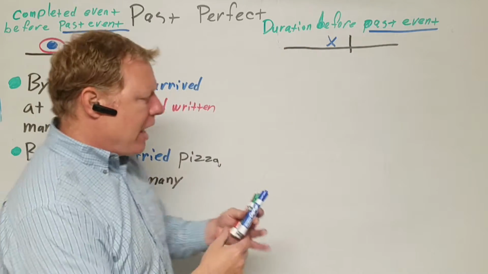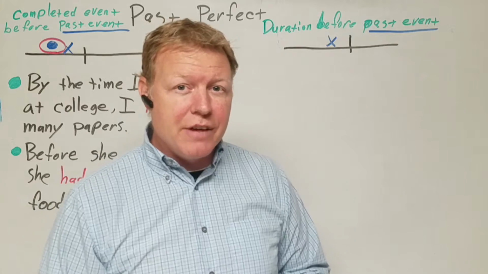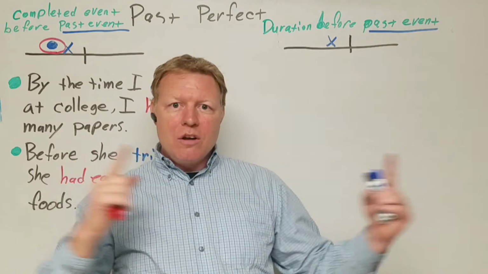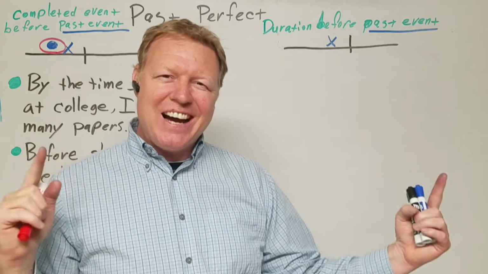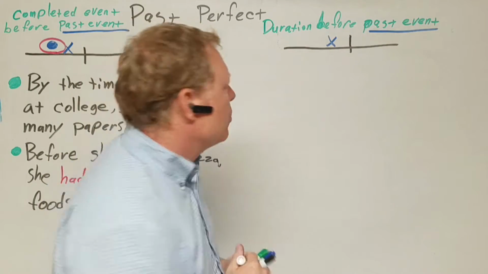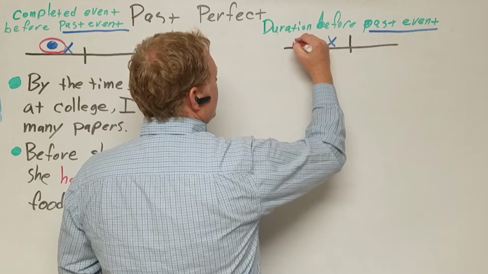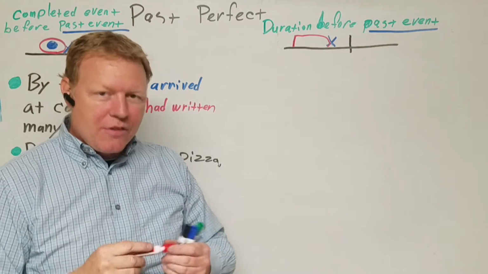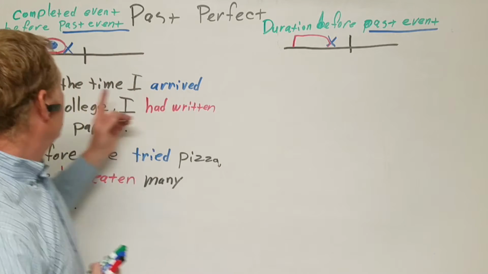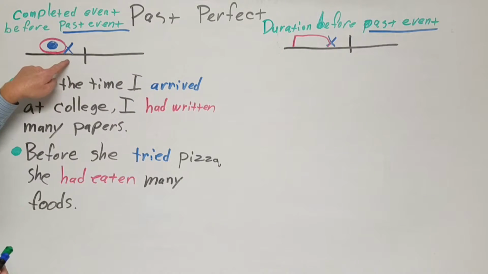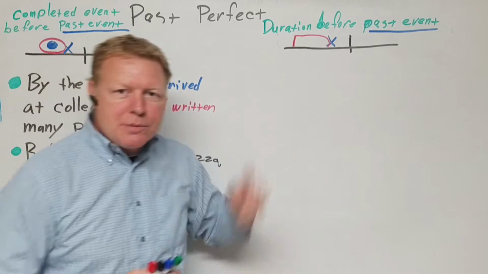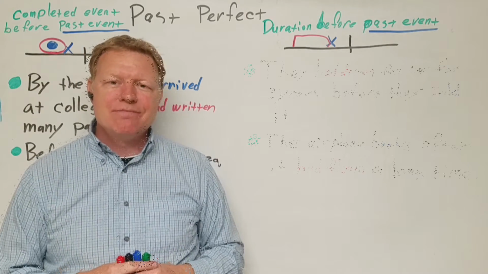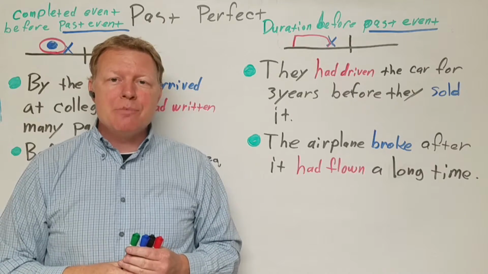Now let's talk about something that happened before that past event. And specifically, let's talk about how long that took. How much time that duration was. So it starts here and it goes until that past event. That's what we're doing. So by the time I arrived, I had written. So let's make an example or two here. Let's explore how do we use this. So let's look at some examples.